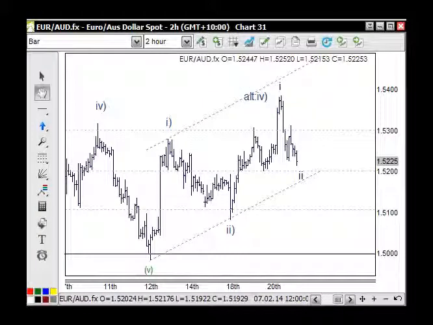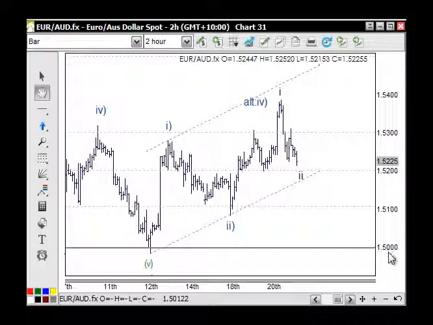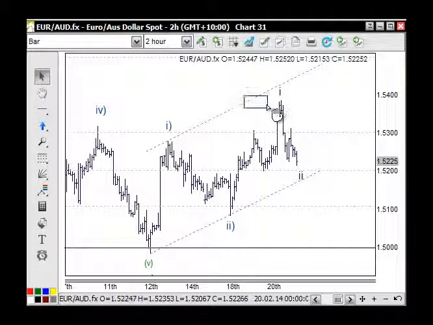Okay, the Euro Australian. Now, this alternative count is important here as well, because the bounce off the 90 here can also be an A and a B and a C wave failing here to the wave 4 of 1 lesser degree here.